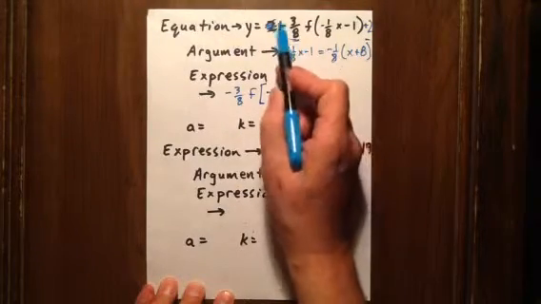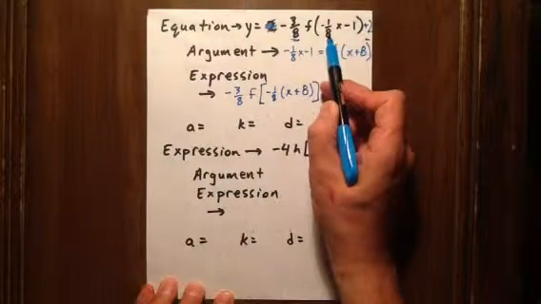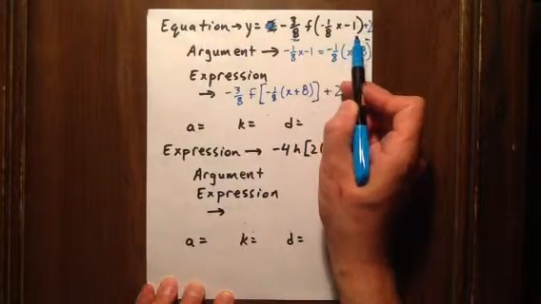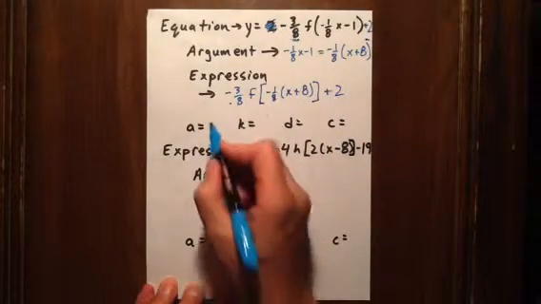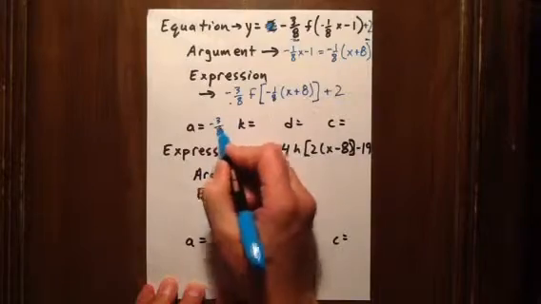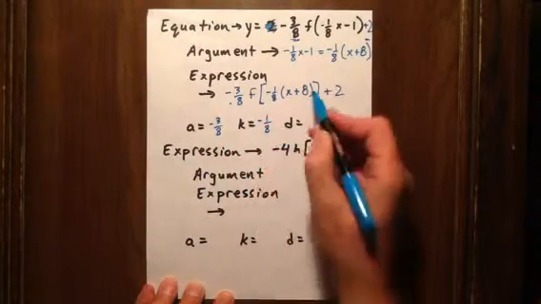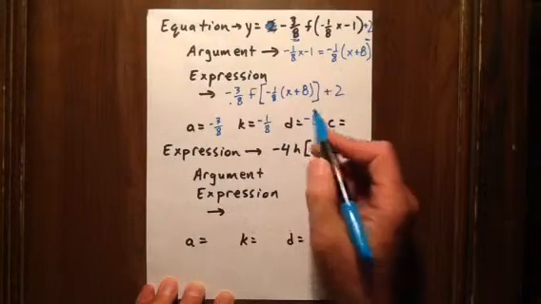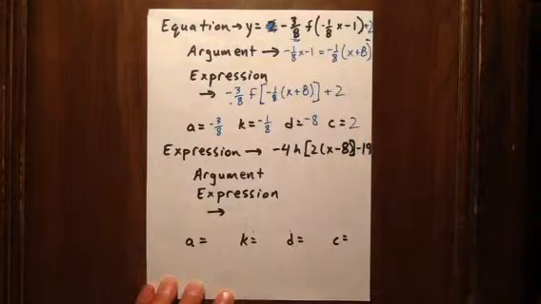We kept the multiplicative factor in front of the f. We factored out the coefficient of x to give us k bracket x minus d, and everything brought us to this point. Our a value is negative 3/8. Our k value is negative 1/8. Our d value is negative 8. We change the sign of what's in that bracket. And our c value is 2.